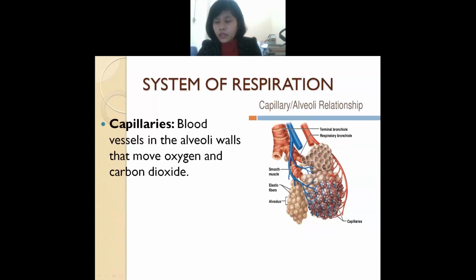Yes. Okay, next is capillaries. So these are the capillaries. This is blue color and red color. So these are the capillaries.